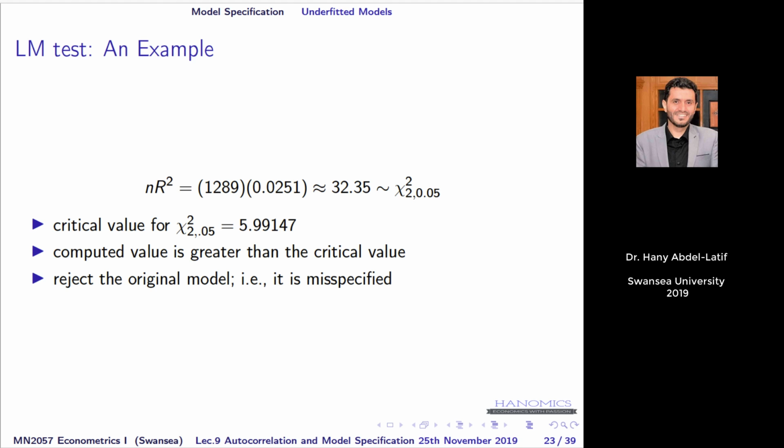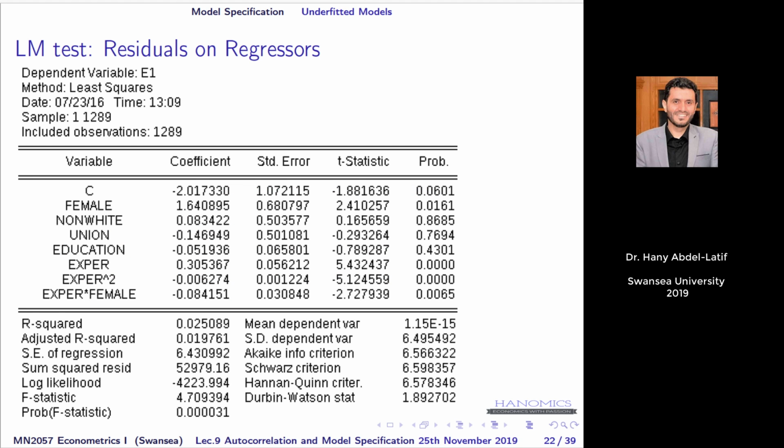So what we need from here, we need the number of observations. So the number of observations here is 1,289, and we need also R squared, which is 0.25 here. So the test statistic is n times R squared.